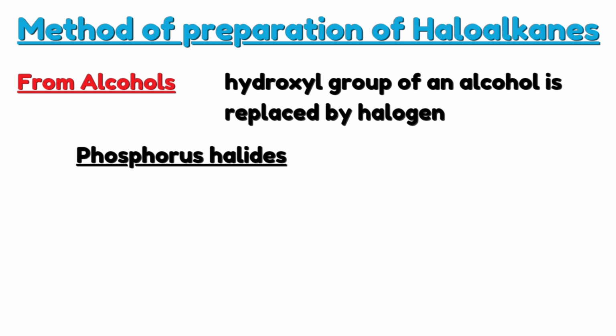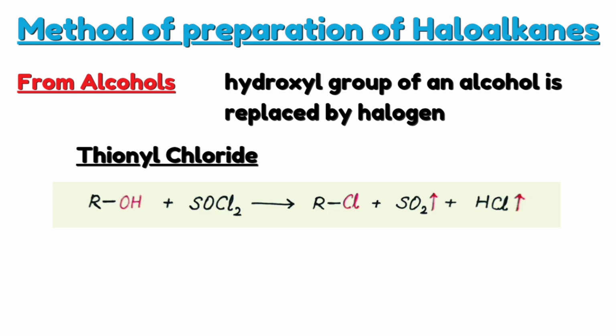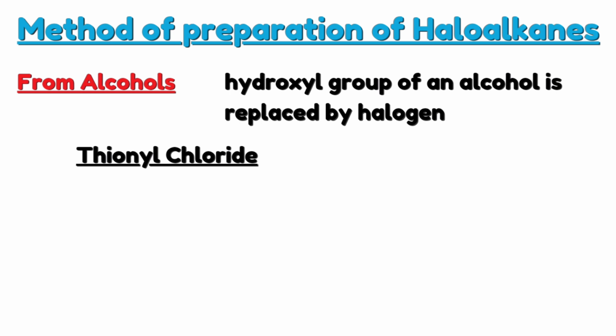Next, when we use thionyl chloride, here the thio word represents sulfur. In thionyl chloride, when haloalkanes are formed, then sulfur dioxide and HCl are formed as side product in the form of gas. That means these two exist in gaseous state. Since gas are easily escapable, therefore this reaction is preferred for the preparation of haloalkanes. That is, pure haloalkanes are obtained from this method.